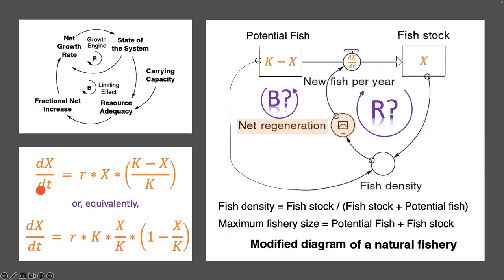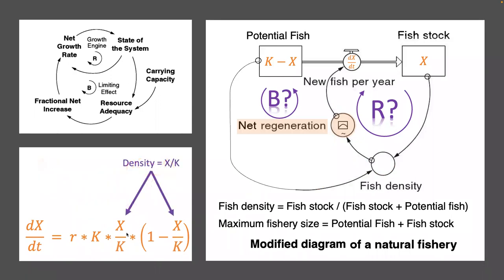You might also notice that I factored out this X divided by K here. Going from this to that is all equivalent; this K times this K would cancel out, so it's just Rx again. I'm doing this trick because I'm trying to extract density, which is X divided by K, so that density will show up in this expression.